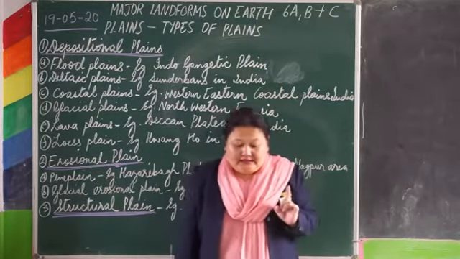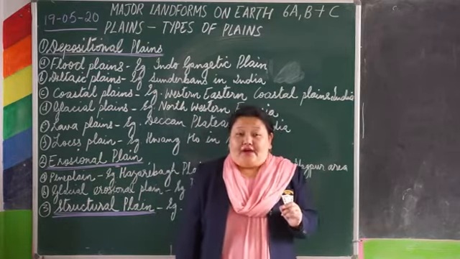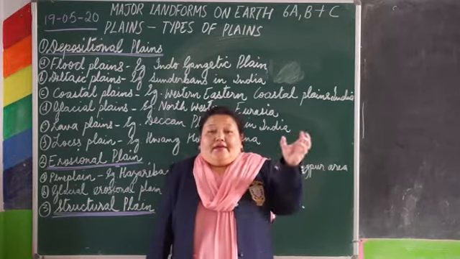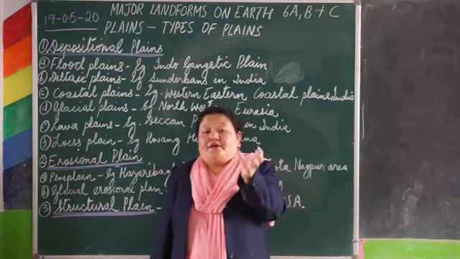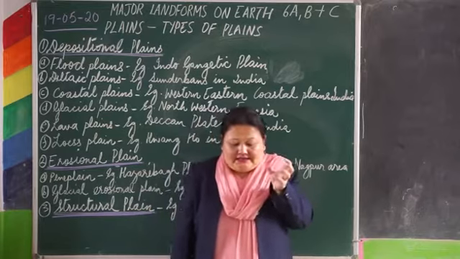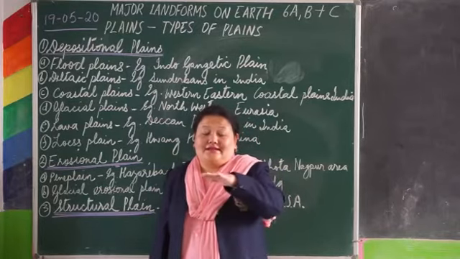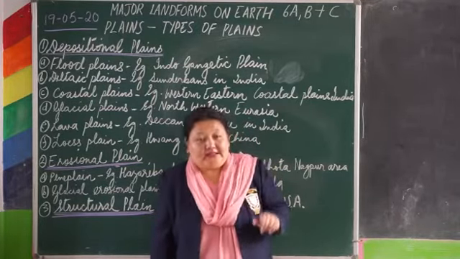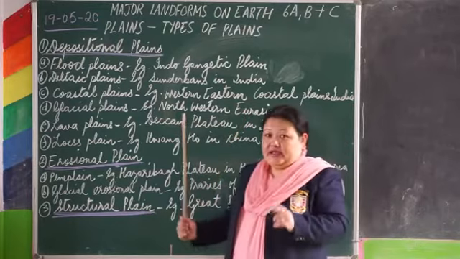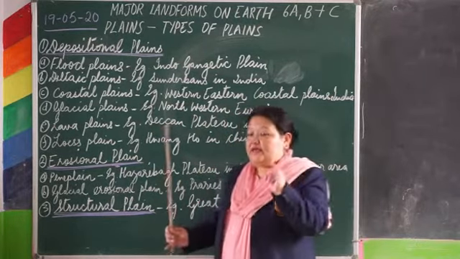Next you have your glacial plains. Now you know what glaciers are. Glaciers are huge masses of ice that slowly slip down the mountain ranges. So the glacier carries a lot of mud, silt, or alluvial soil along with it. And then it slowly starts to melt and it deposits those particles at one place, thus forming your glacial plains. For example, northwestern Eurasia is formed in this way. Eurasia is a place in between Asia and Europe.